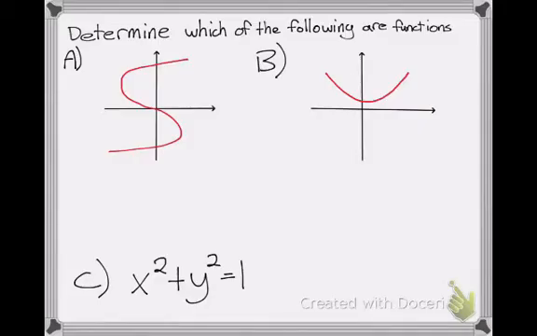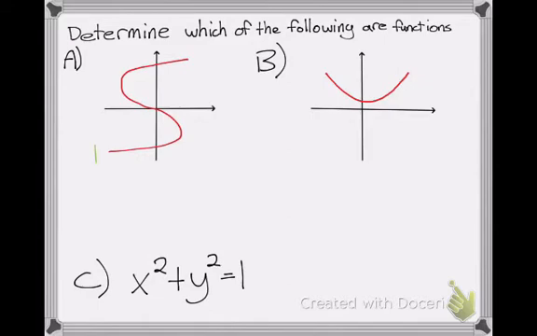So in this example, we're given a few different relations and are asked to determine which of these are functions. So in part A, we're given a graph. It's the red curve here, and we're asked to determine whether this graph represents a function. So the easiest way to determine if a graph represents a function is to apply what's called the vertical line test.